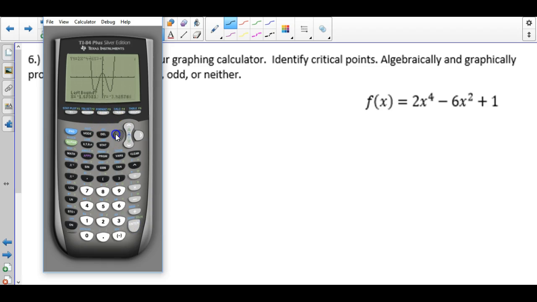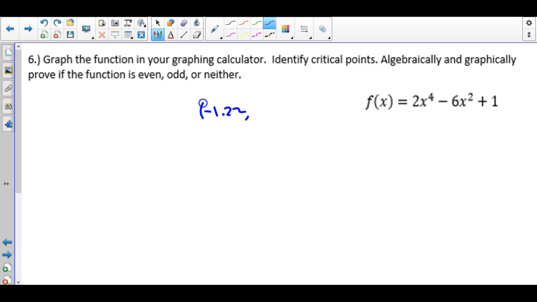So I'm going to take a look at this one that's on the left-hand side. So I'm going to go somewhere to the left of the minimum first, and then move over to the right-hand side, and hit enter, and then go back to the middle and press enter for guess. And that's going to give me my minimum value. So I have an x-coordinate of -1.22 and a y-coordinate of -3.5. And again, that's going to be one of the absolute minimums. And that is going to be my other point as well.